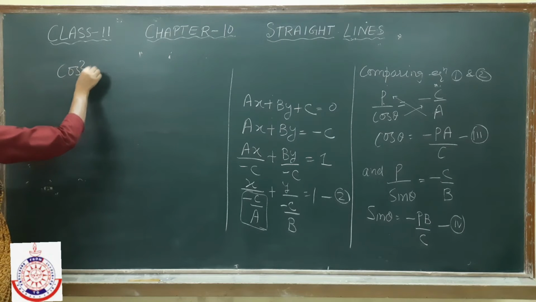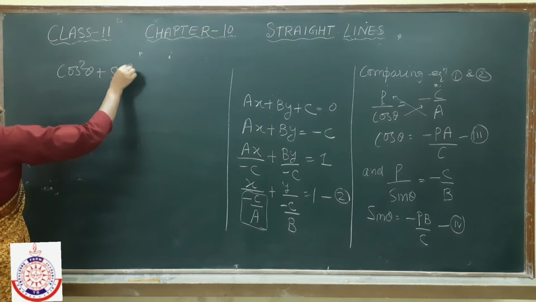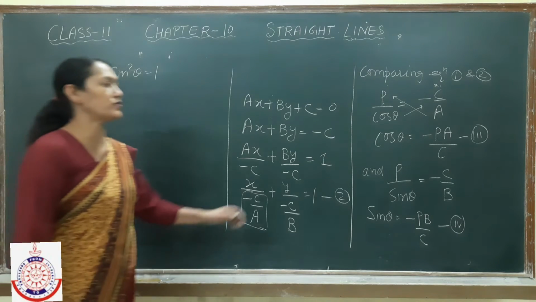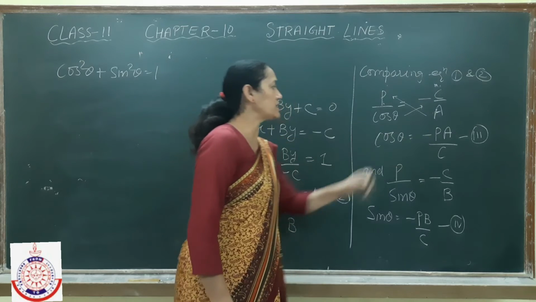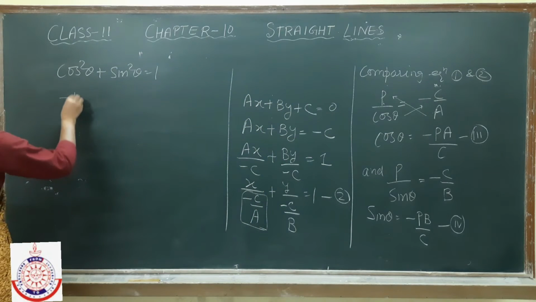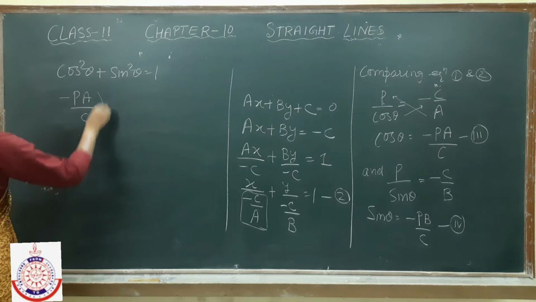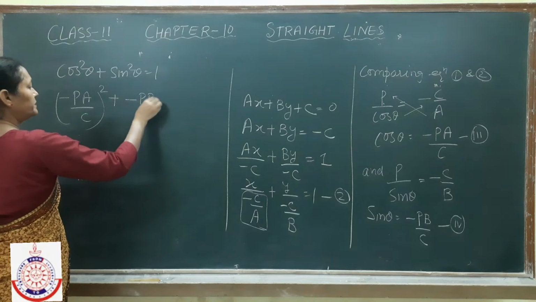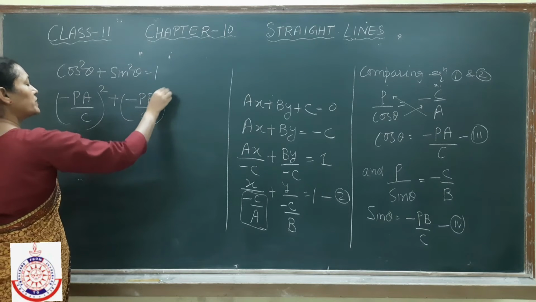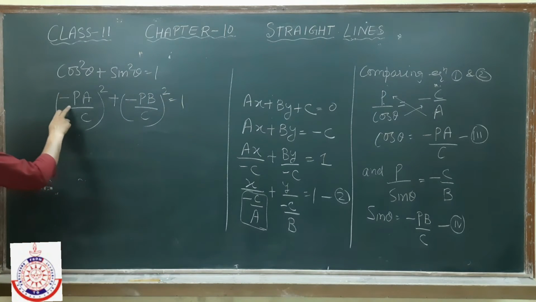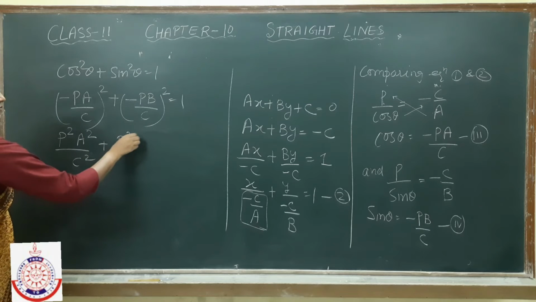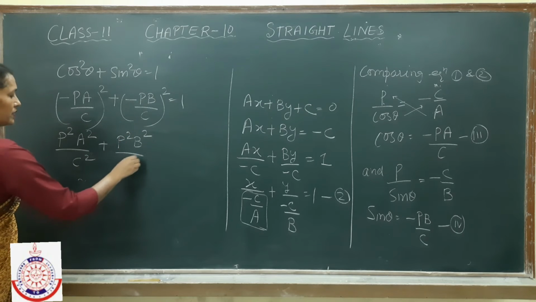If we write cos square theta plus sin square theta equals to 1, and put the value of cos square and sin square, cos is minus pa upon c whole square, and sin square is minus pb upon c whole square. So p square a square upon c square, p square b square upon c square.